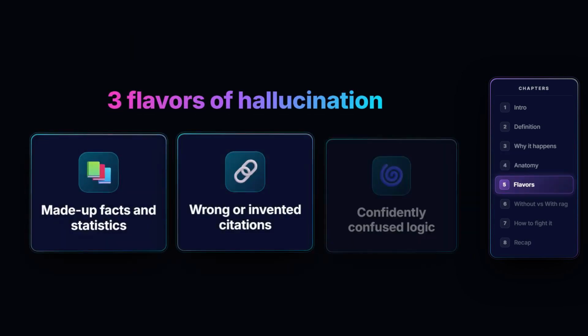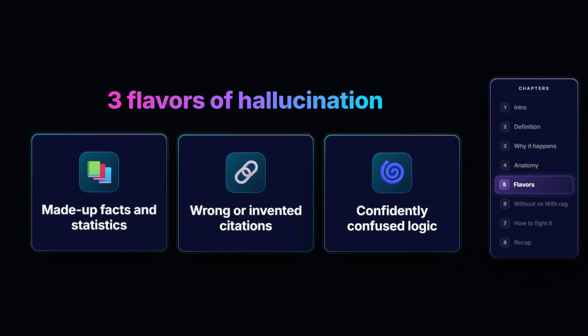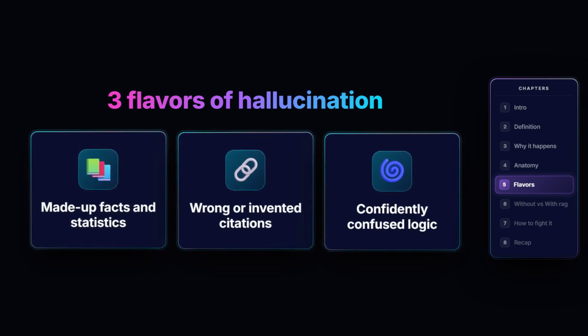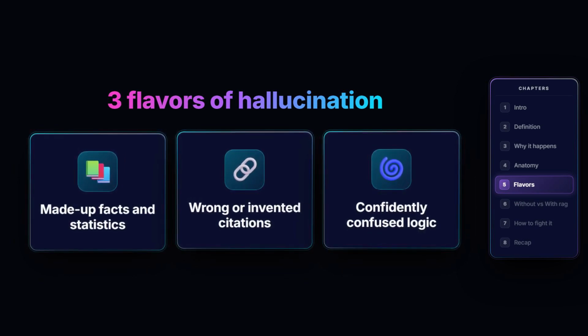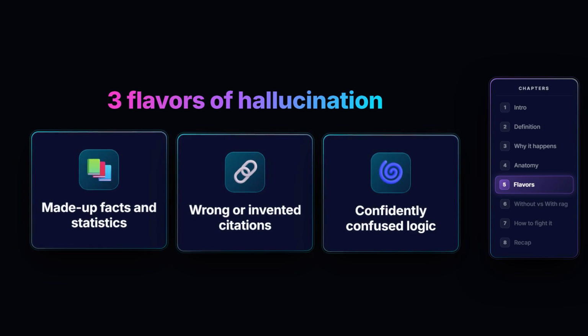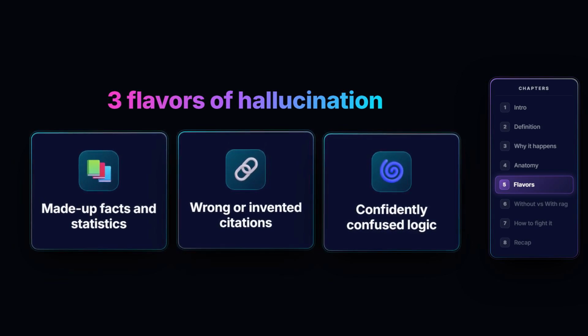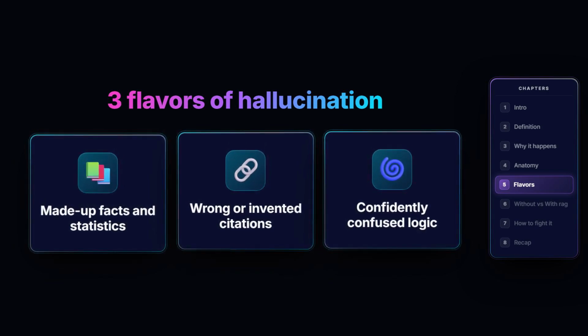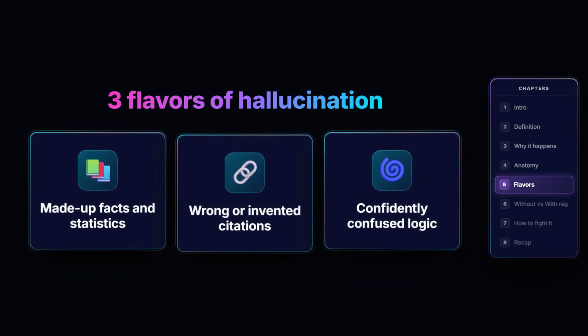3 flavors you'll see in the wild: made-up facts and statistics, convincing numbers totally invented; wrong or fully invented citations, URLs that don't exist, papers nobody wrote; and confused logic. The model contradicts itself mid-paragraph without noticing.